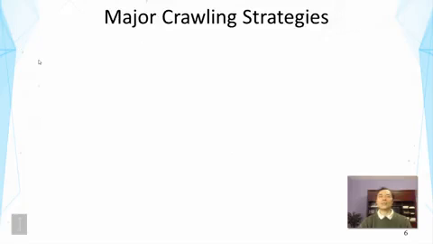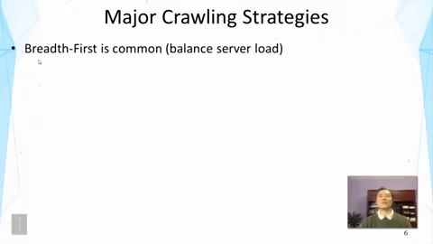So what are the major crawling strategies? In general, breadth first is most common because it naturally balances the server load. You would not keep probing a particular server with many requests. Also, parallel crawling is very natural because this task is very easy to parallelize.